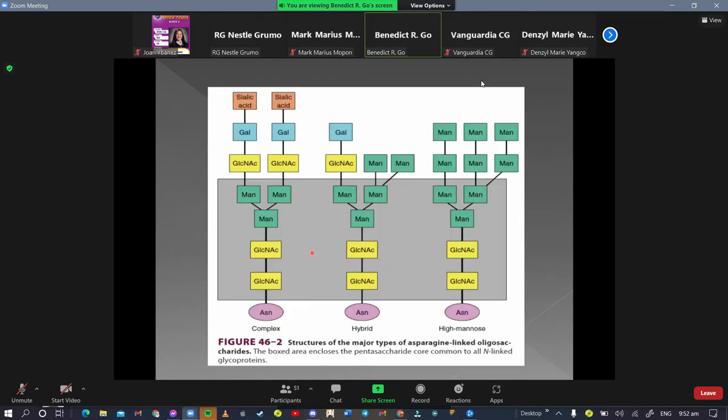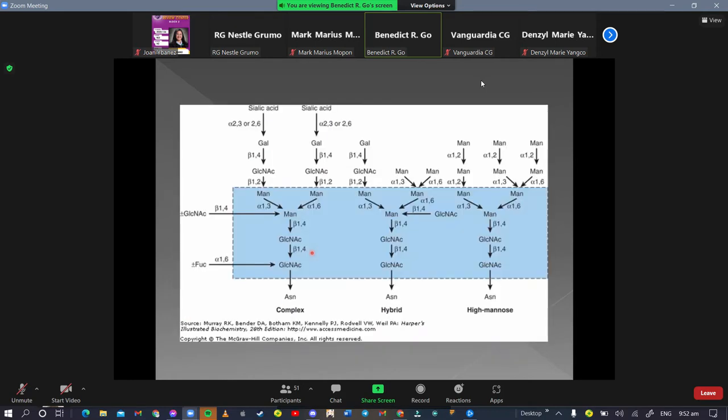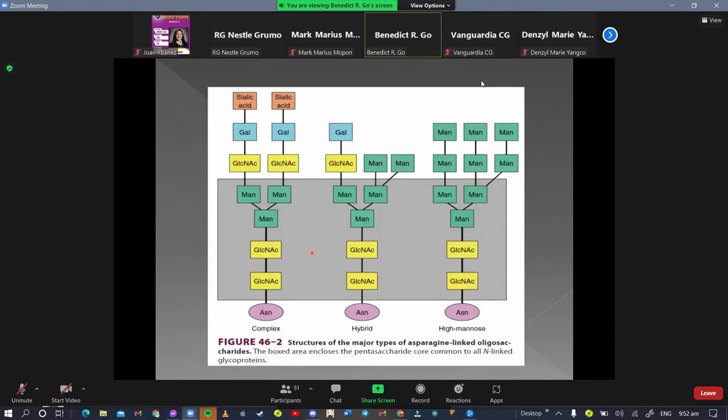So just focus on what is shown, this is the old Harper's, this is the new Harper's. Not as complex, not as intimidating, but just take note of the terminal oligosaccharide, which is the distinguishing part of the oligosaccharide. For your complex, you have sialic acid, galactose, and GlcNAc. Whereas in your hybrid, you can find both Gal, GlcNAc, and mannose, and in high mannose, the terminal ends are purely mannose. Very self-explanatory.